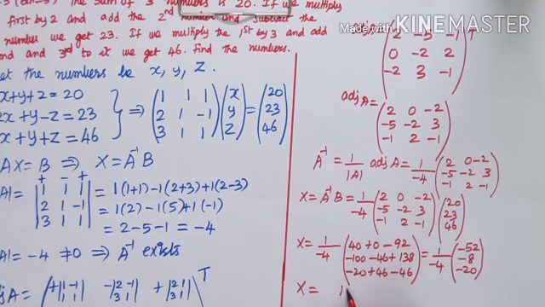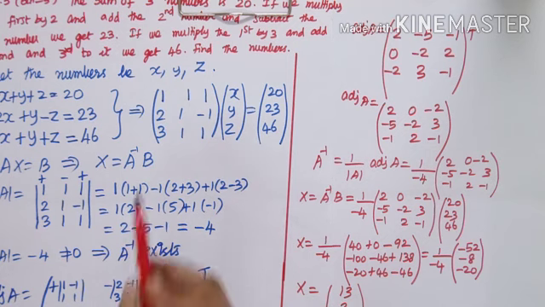As we multiply and simplify, let us divide by minus 4. Minus 52 by minus 4, 13. Minus 8 by minus 4, 2. Minus 20 by minus 4 is 5. So we write this as X, Y, Z. What are the three numbers? 13, 2, 5, and that is the answer to the question.